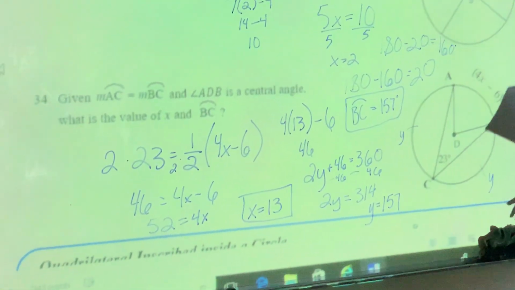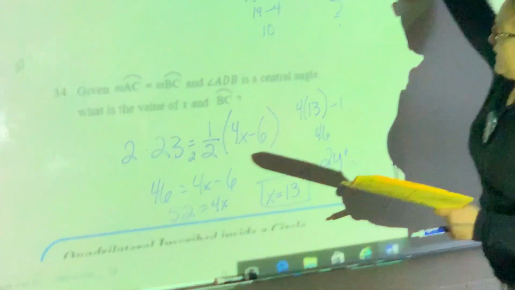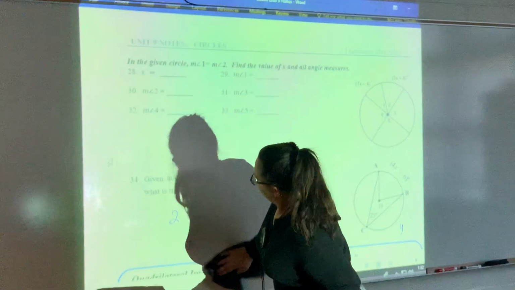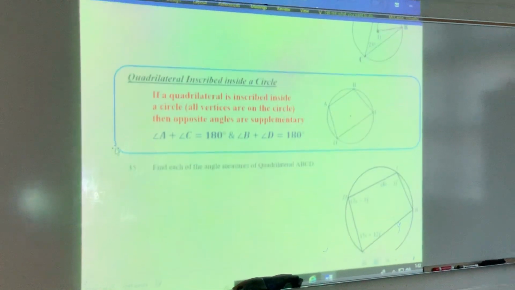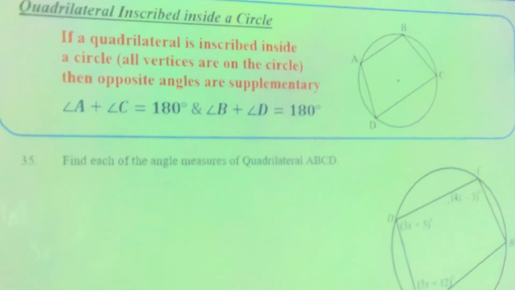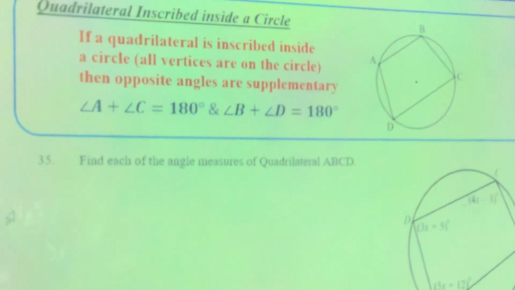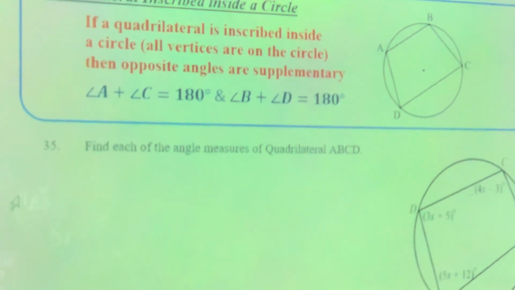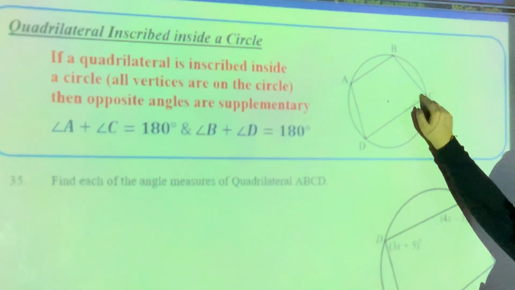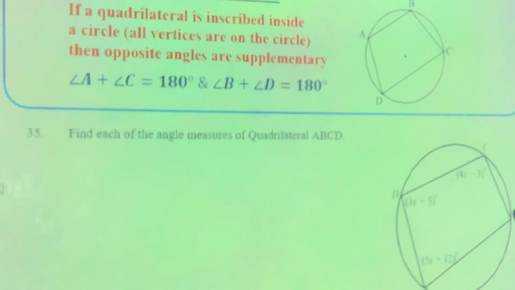Alright, so now to the last theorem, the quadrilateral inscribed inside a circle. If a quadrilateral is inscribed in a circle, all vertices are on the circle, then opposite angles are supplementary. So angle A plus angle C equals 180, and angle B plus angle D equals 180. So these opposite angles are supplementary, which means that they equal 180 degrees. So let's try it with this example right here.